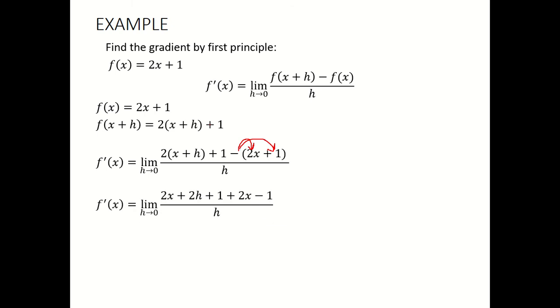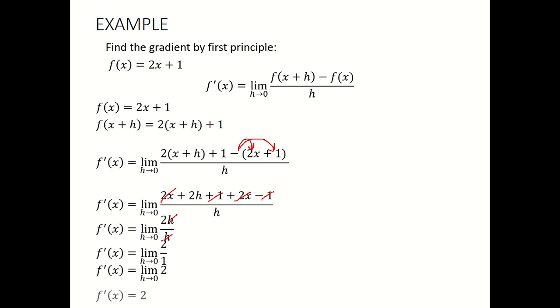And this is what I'm going to have here. 2x minus 2x is 0. 1 minus 1 is 0. I'll be left with 2h over h. And then I'll be left with the limit of 2. When I substitute 0 there, I will just get 2. Okay, so in this case, it means that the derivative of the tangent to this line will always be equal to 2.